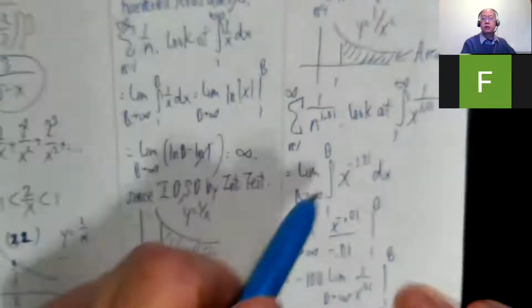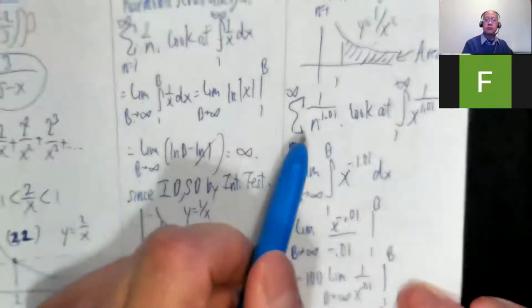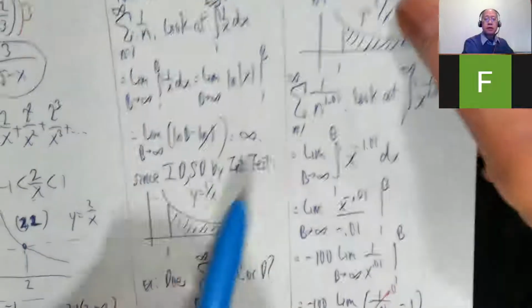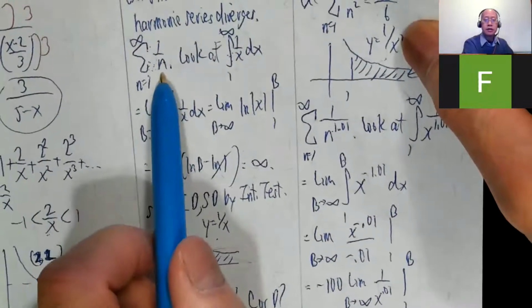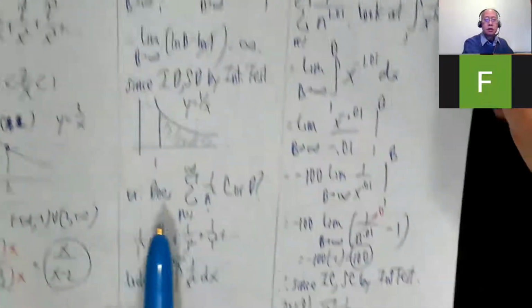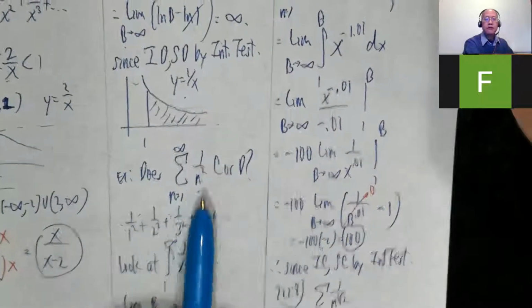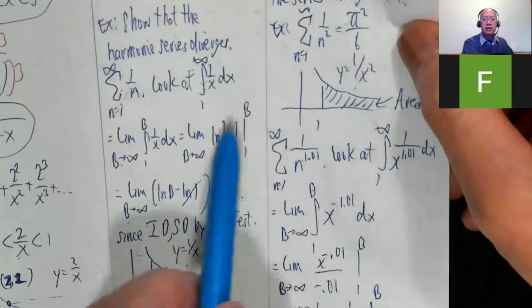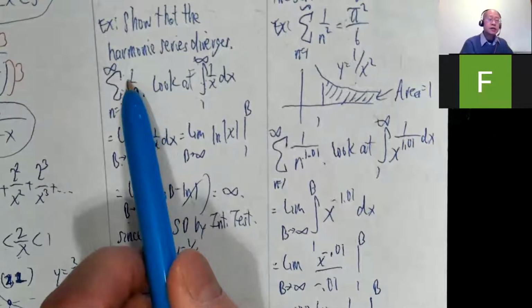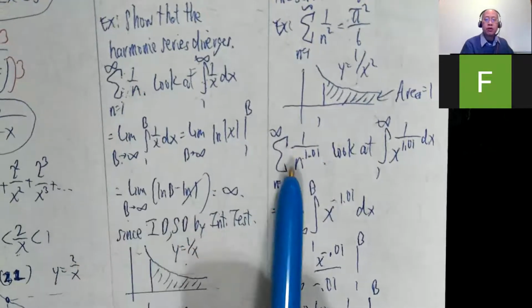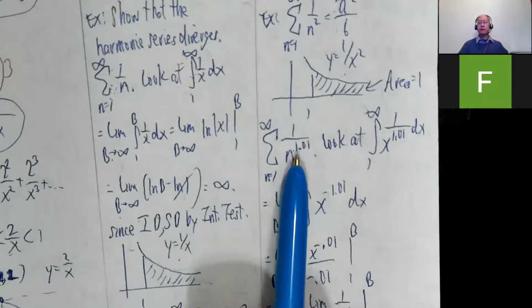Now I'll show you one more. We have 1 over n, the harmonic series, which diverges. 1 over n squared converges. For the next one, I'm going to pick something where the exponent is just a little bit more than 1. This is like 1 over n to the 1. How about 1 over n to the 1.01?